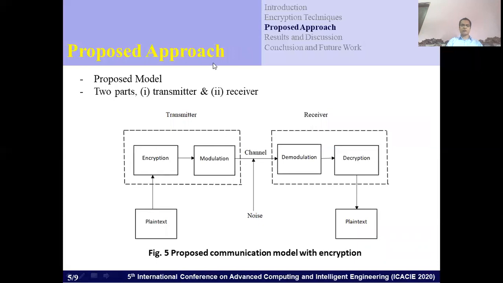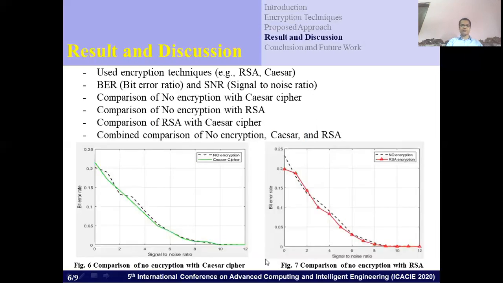Now we will talk about proposed approach. To ensure the data security in the communication model, we have proposed and implemented a model. The model consists of two parts, transmitter and receiver. In the transmitter part, at first the plain text is encrypted using RSA encryption technique. And then the encrypted version is modulated, which is then passed through the channel. In the receiver side, the channel output is demodulated and decrypted to get the original plain text. So this is the concept of our proposed model.